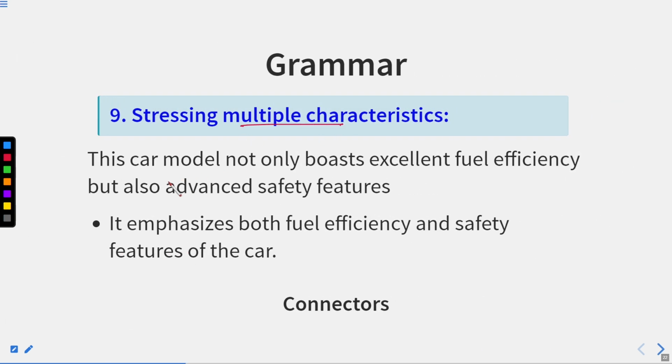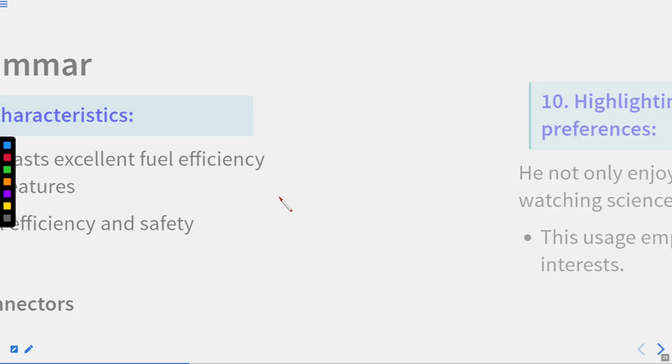Stressing multiple characteristics: the car model not only boasts excellent fuel efficiency but also advanced safety features. So here we have multiple qualities or characteristics in a thing, and we can include all of them with the help of not only but also.